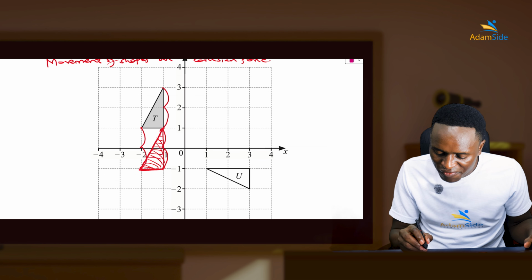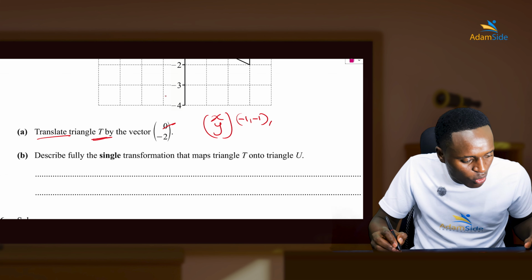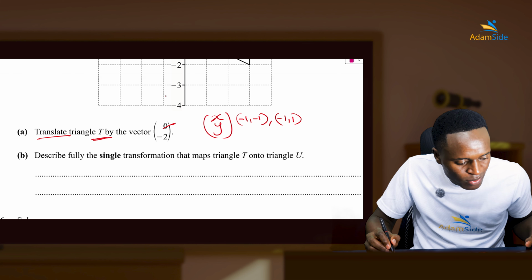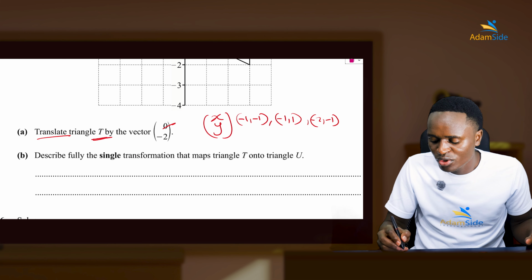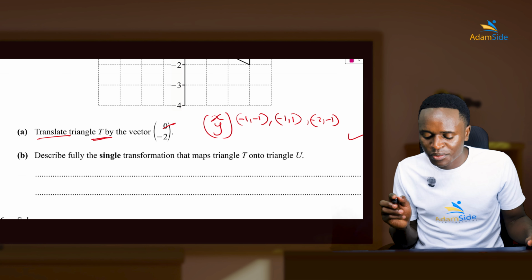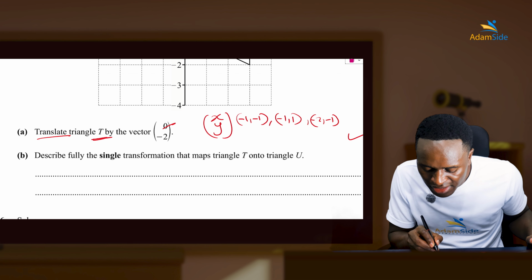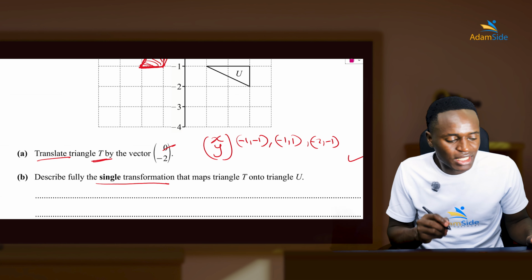So the first coordinate will be -1, -1. We have seen there -1, 1. Then we have -2, -1. Correct. You get your 1 mark. Then describe fully the single transformation that maps triangle T onto triangle U, explaining the single transformation process to get 3 marks. How do we get these 3 marks?